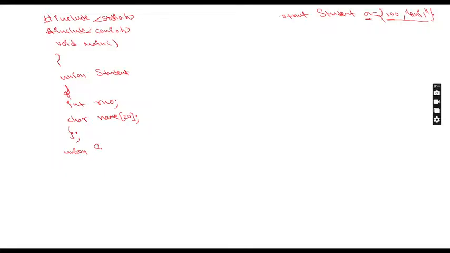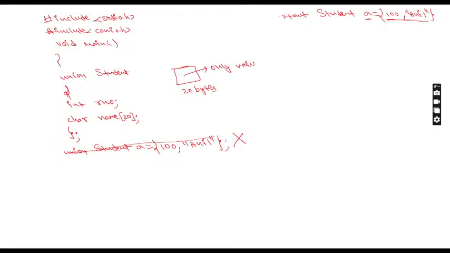So what are you going to write here? Student A equal to... I'm saying, don't make this mistake. If you write like this, it is a wrong line, because you have only one space, and the space size is 20 bytes. Here you can enter only one value at a time.